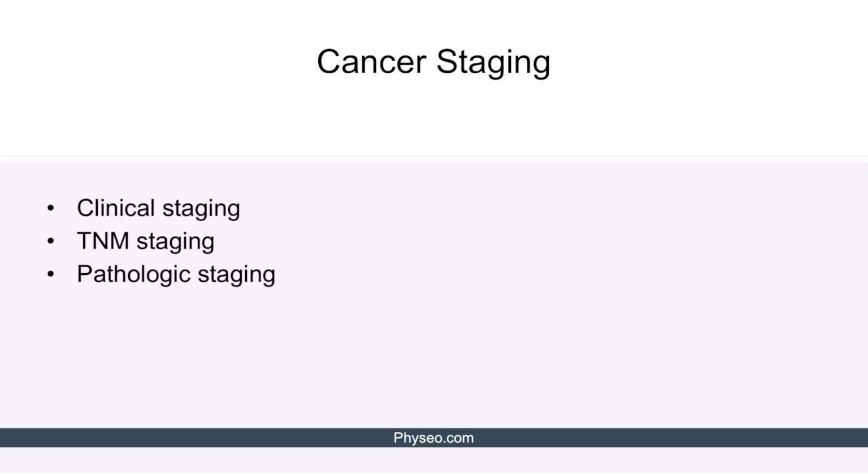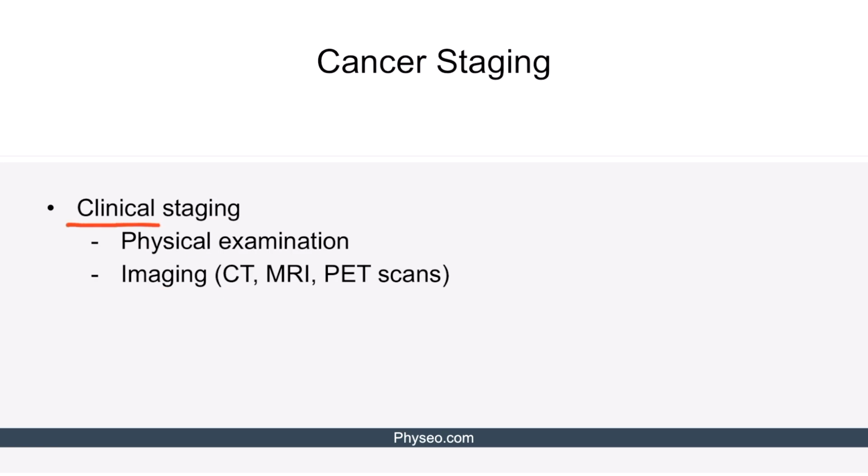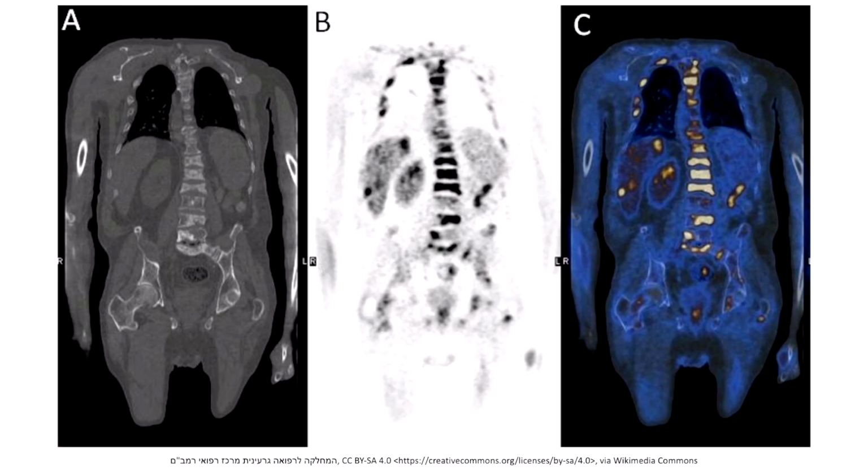Let's get started. In general, there are three primary approaches to cancer staging. There's the clinical staging, TNM staging, and pathologic staging. Now, clinical staging is based largely on physical examination and imaging findings using modalities like a CT, MRI, or PET scans.